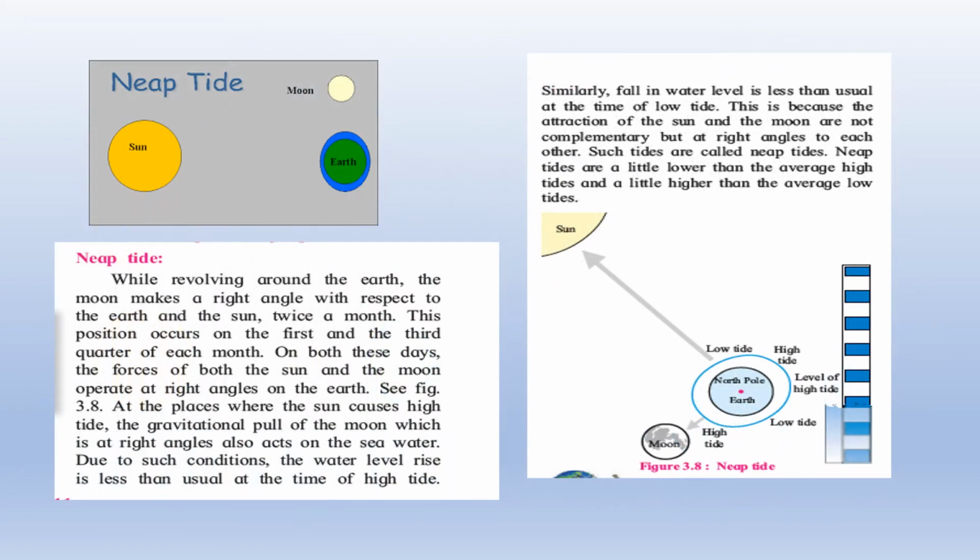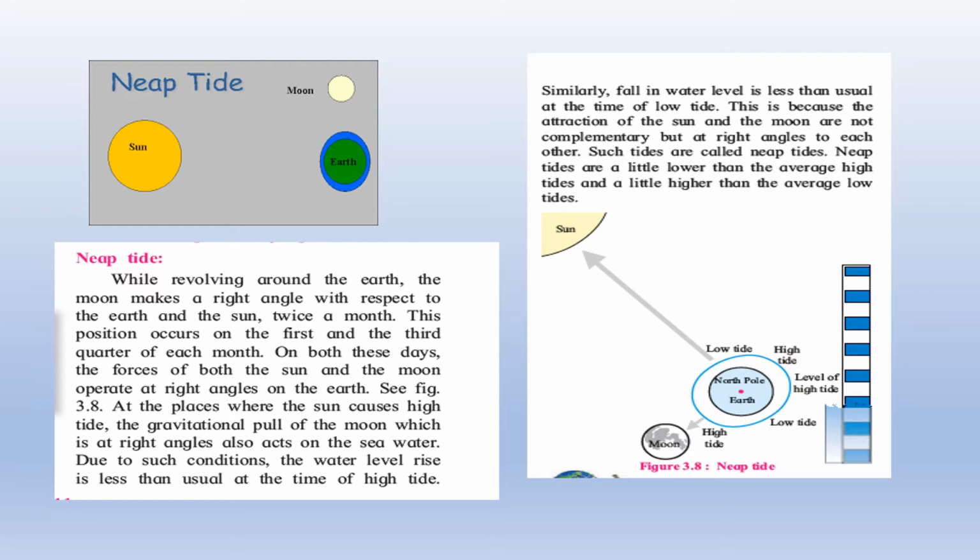Now the neap tide, again the same diagram from your book. The sun, earth and the moon are at a right angle. While revolving around the earth, the moon takes a right angle with respect to the earth and the sun, twice. This position occurs in the first and the third quarter of the month. On both of these days, the forces of both the sun and the moon operate at a right angle.